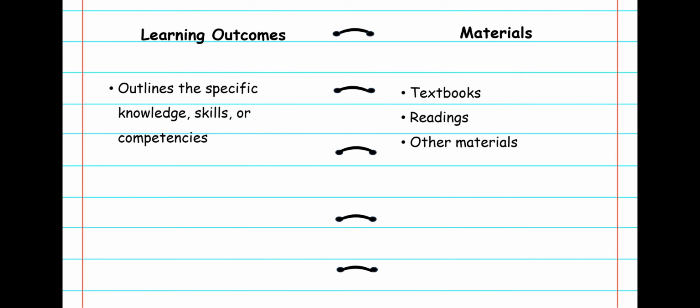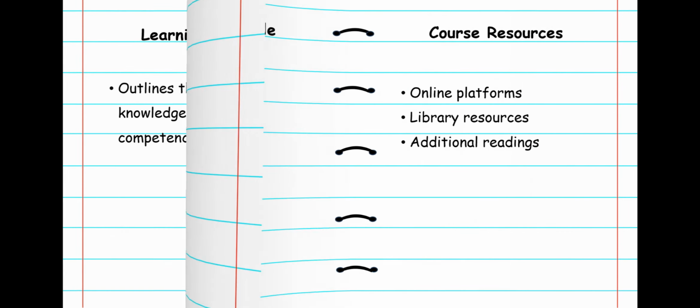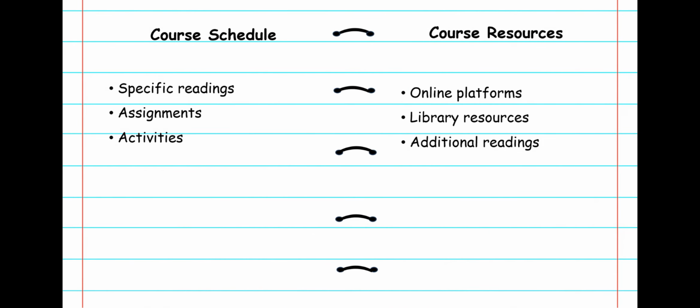Next one, we have the materials. Now, these include a list of textbooks, readings, or other materials that students are required to obtain for the course. Now, the course schedule. This is a week-by-week breakdown of topics or units covered in the course. It includes specific readings, assignments, or activities for each class session.